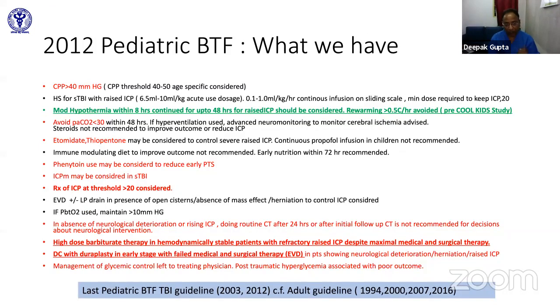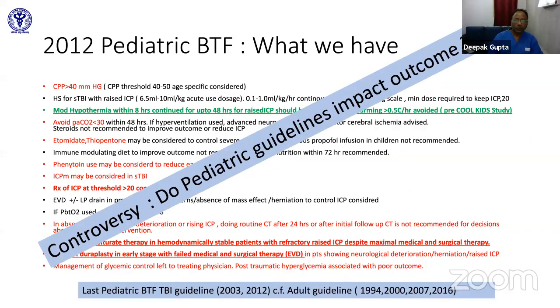Now, we do have Pediatric Brain Trauma Foundation guidelines of 2012 as compared to the adult guidelines, which have been regularly updated as recently as 2016. And these are dynamic guidelines. We don't have any updates of the Pediatric TBI guidelines. And all these guidelines, which are in the red you see out here, are based on class 3 evidence. You talk about maintenance of cerebral perfusion pressure more than 40. You talk about avoiding PaCO2 less than 30. And of course, about the barbiturate coma, DC and other things. All these are based on class 3 evidence in the pediatric population.